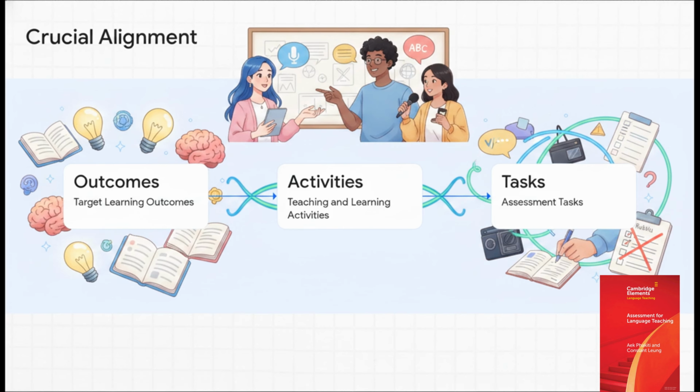The text emphasizes this as an absolute necessity for high-quality classroom assessment. It works in 3 steps. Step 1, target learning outcomes. Step 2, teaching and learning activities. Step 3, assessment tasks. Let's say your target learning outcome is conversational fluency, but your teaching activities consist entirely of reading textbook dialogues, and your final assessment task is a multiple-choice grammar test. Well, your alignment is completely broken. To make equitable and valid decisions about a student's progress, those 3 steps must be tightly, logically connected.